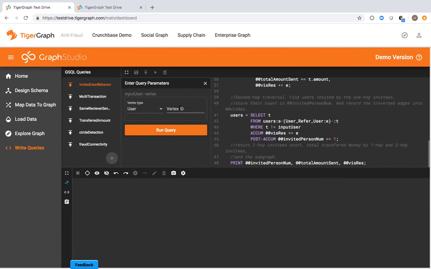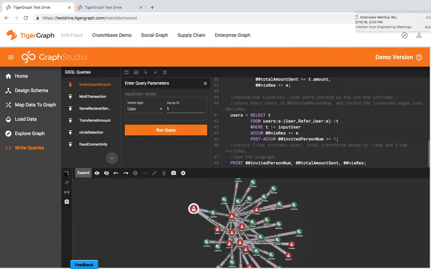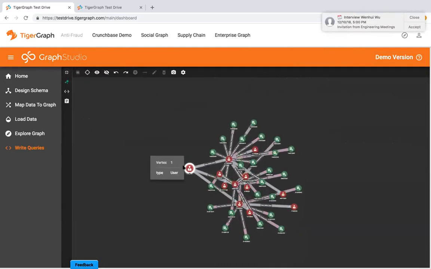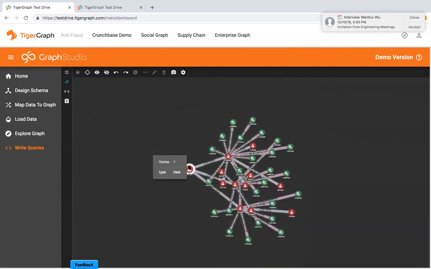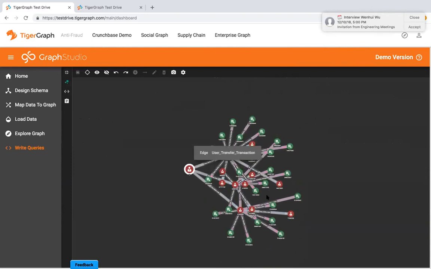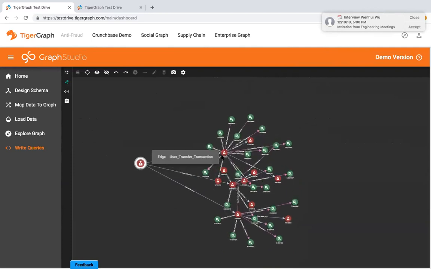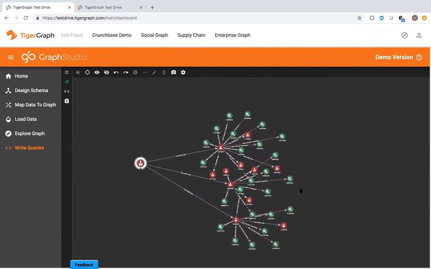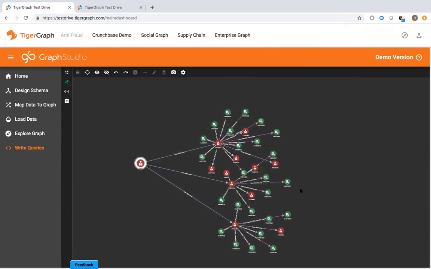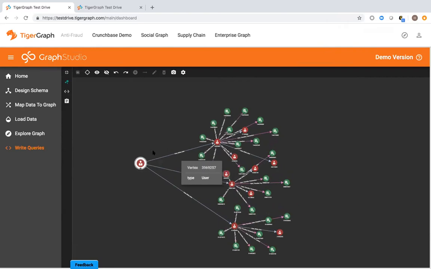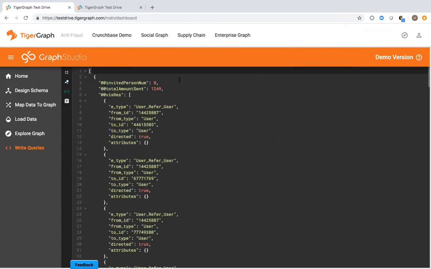For example, we can look at user 1. Run query, and the highlighted vertex is user 1. It has 3 direct invitees. The green ones are the transactions of the invitees. And we can also see that they have some referral activities. Go to the JSON result. We can see that the total number of people referred is 8, and the total transaction amount is over 1,000. So it thinks that this is a normal user.